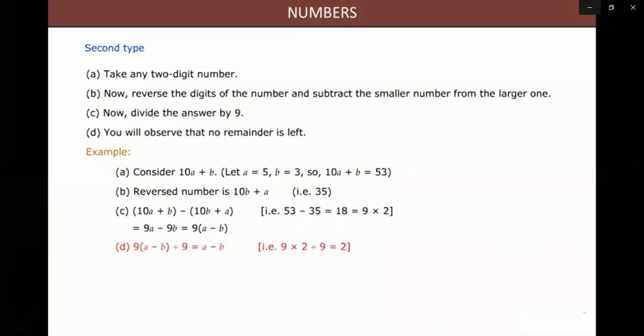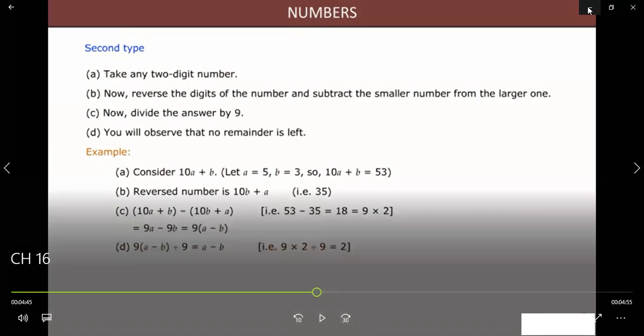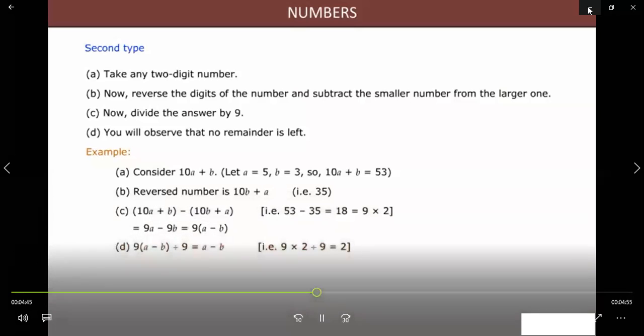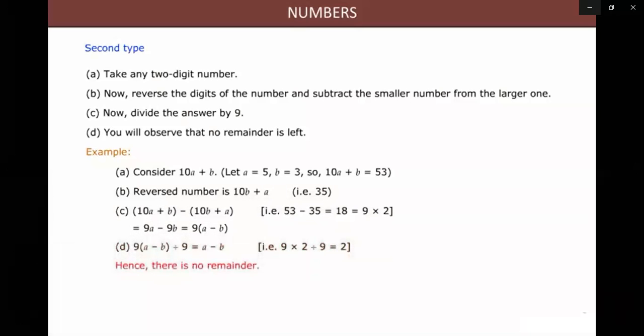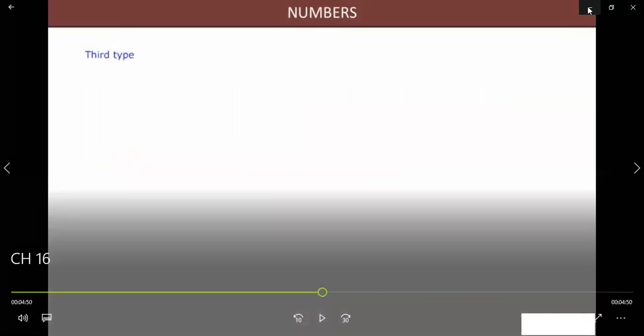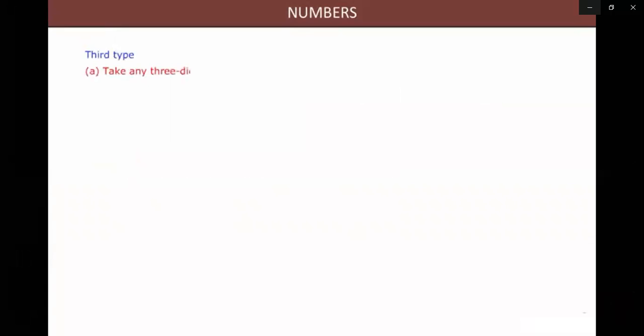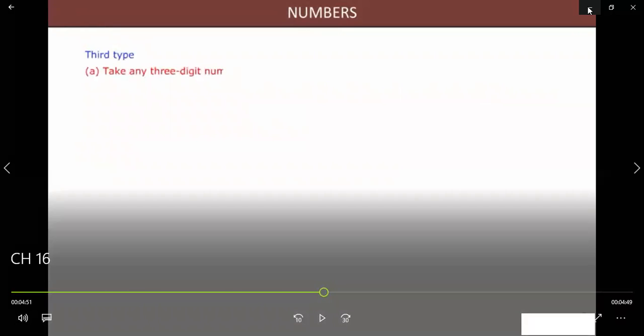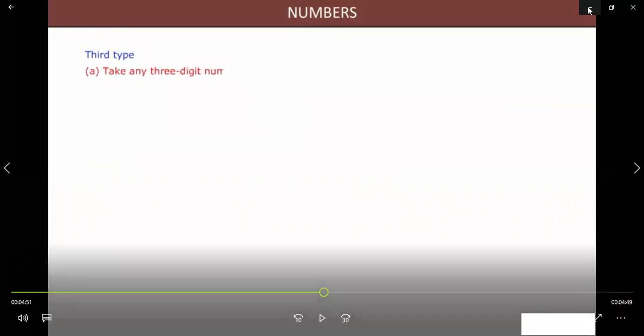Okay, so last step, you can see that we are getting this one. Okay, so we'll get only quotient, no remainder. Now we'll proceed to the third type of number game. So in this, we have to follow these steps. The first one is that it is a number game regarding three-digit numbers. Okay, so first of all, we'll take any three-digit number.